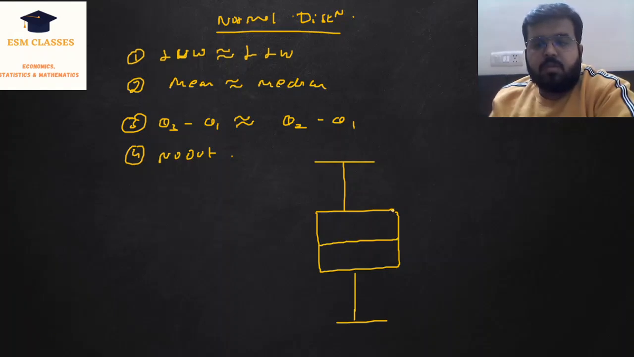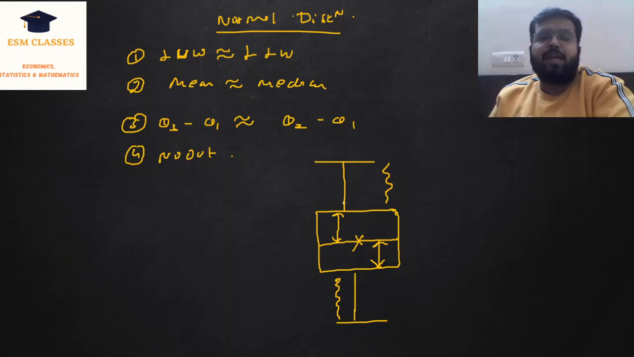The diagram is looking like this. So in this case, the length of the upper whisker is approximately the same as the length of the lower whisker. In this case, mean equals median. In this case, Q3 minus Q2 is approximately the same as Q2 minus Q1, and there are no outliers.